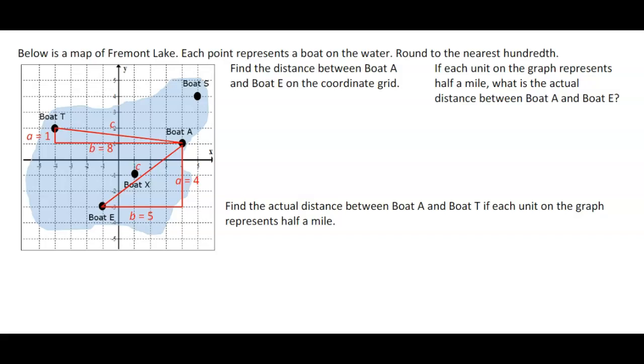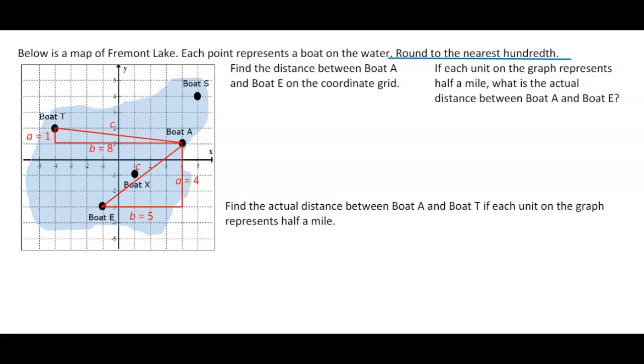If you are confident with your work on the other 2 problems, let's go ahead and look at this last problem. Below is a map of Freeman Lake. Each point represents a boat on the water. Round your answers to the nearest hundredths. Please remember to do that. 2 numbers after the decimal. Find the distance between boat A and boat E on the coordinate plane.